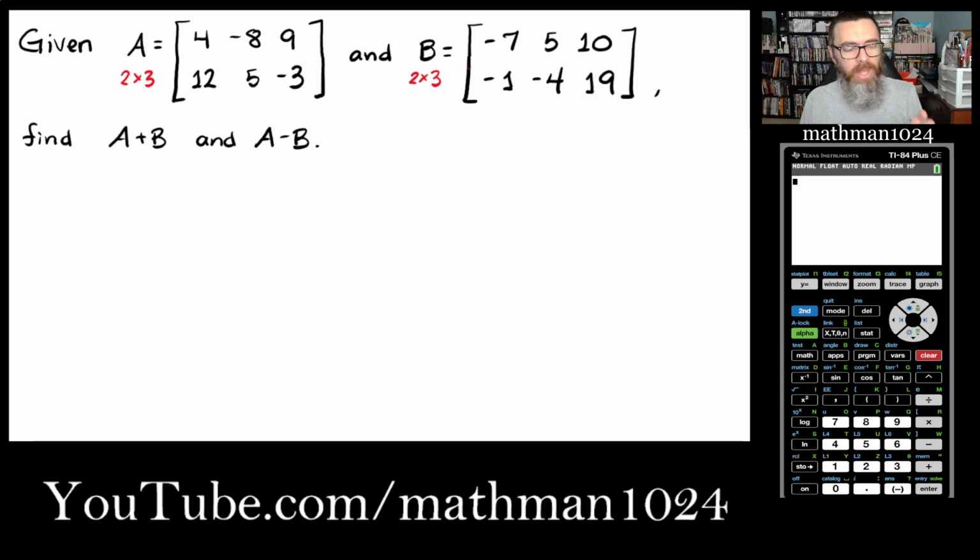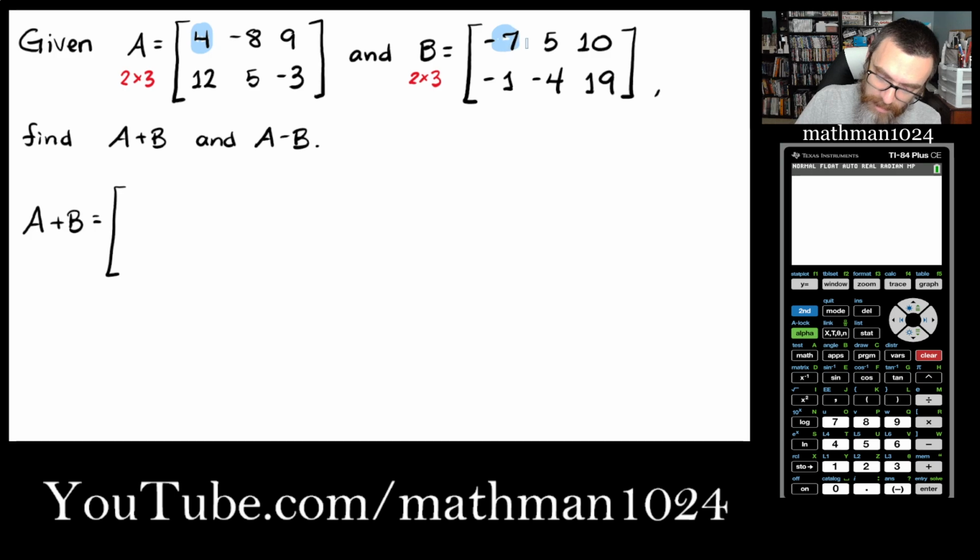When you do that, when you do addition, you're going to be adding corresponding entries to each other. If you're subtracting, then you subtract corresponding entries in the order in which they're written. So for example, if I want to find A plus B, that means I'm going to take this entry plus that entry. And that's going to be my first one.